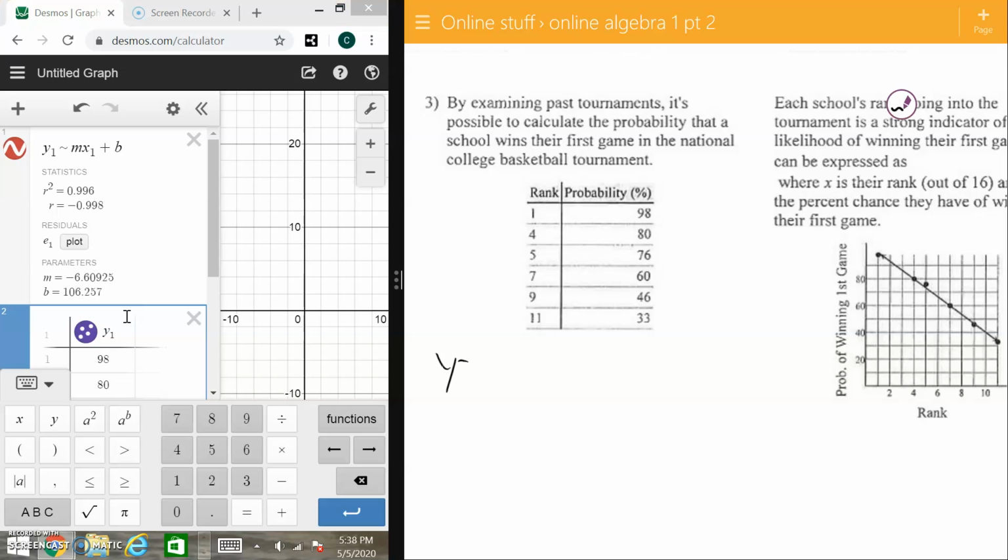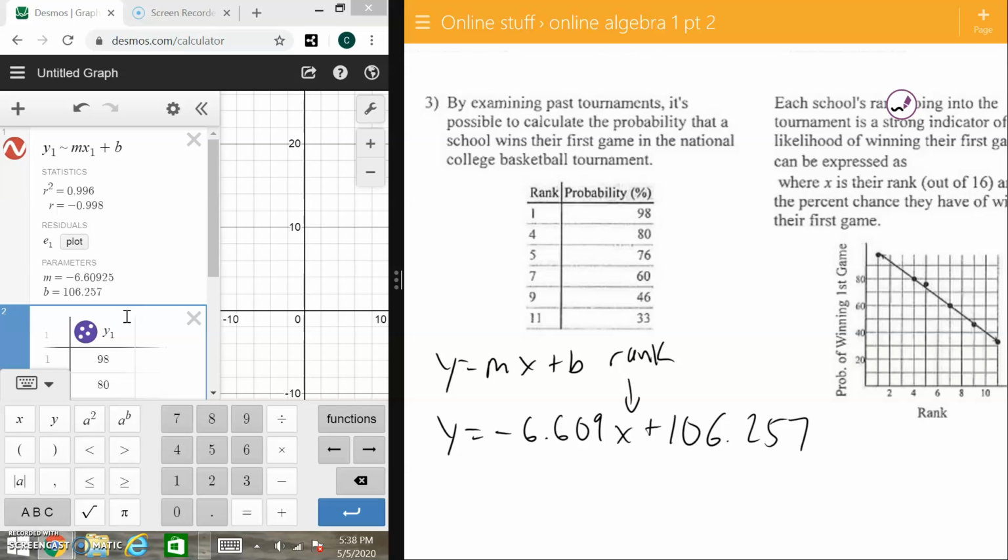Now, if you look up here, I've got my M and my B, so I plug them in for what essentially is Y equals MX plus B. So Y equals negative 6.609X plus 106.257. What that tells me is I would plug in their rank. So my X, remember, this is just to explain why we're doing this unit. Their X is their rank. Their Y is their probability percentage. So if I plugged in rank 16, it would tell me the approximate percentage.